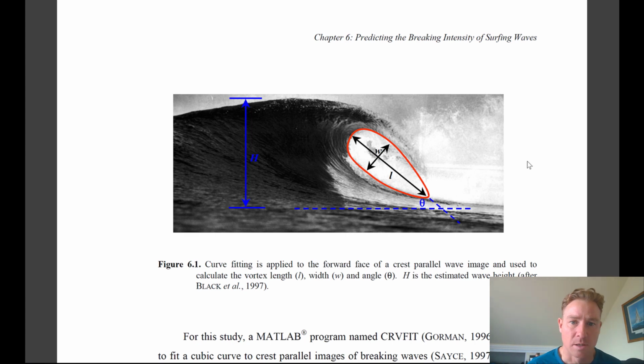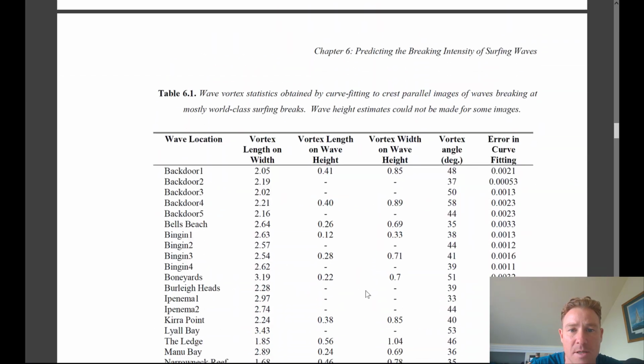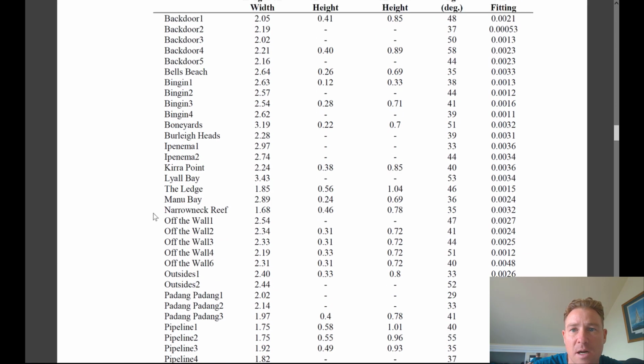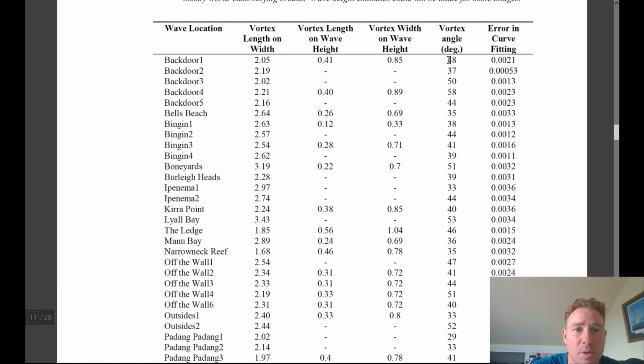So like I said earlier, I thought that there would be a greater relationship between the vortex angle, which is the angle at which this almondy shape strikes the flat water in front, the flats, where the lip hits down, and the ratio itself and the intensity. And what they found, interestingly enough, is that they mapped the angle, the length on width, the wave height, the width on wave height, the vortex angle of several different wave locations, and they got a lot of different vortex angles even at the same place. Like they had 5 different backdoor waves at Backdoor Pipeline, and they had vastly different vortex angles.